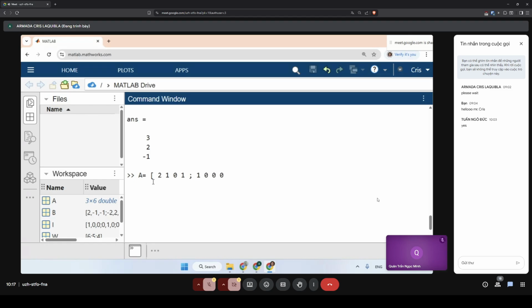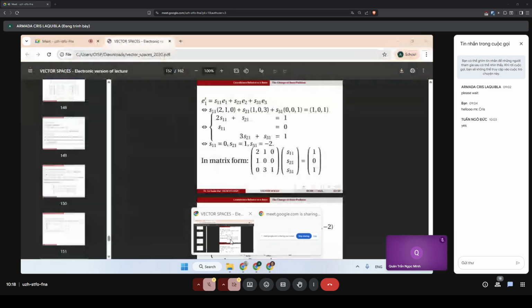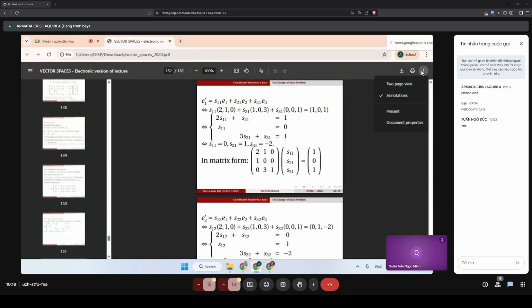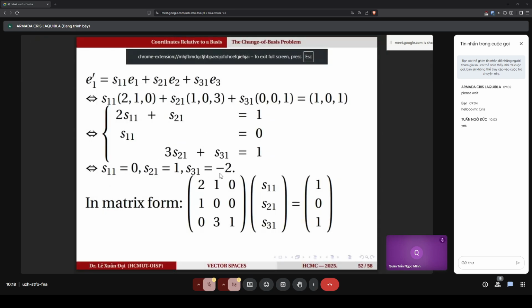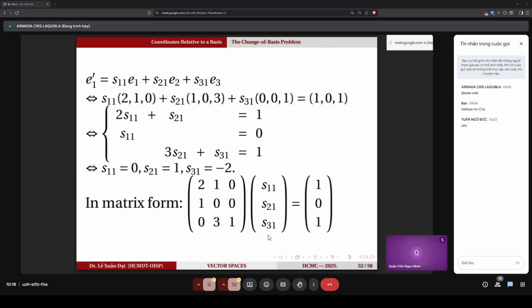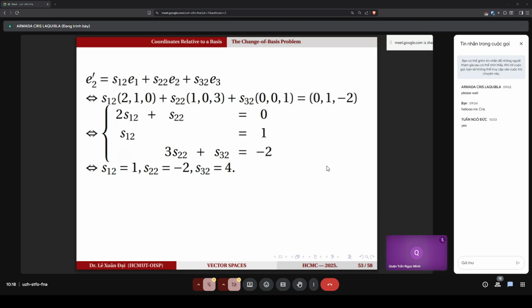So we include the answer 1000, and then last we have 0311, and that is your A. And then compute the RREF of A, and you can get these values. We have 0, 1, -2. Are we correct? And we are correct. It's 0, 1, -2. That's the value of your S11, S21, S31 by solving this using your MATLAB.